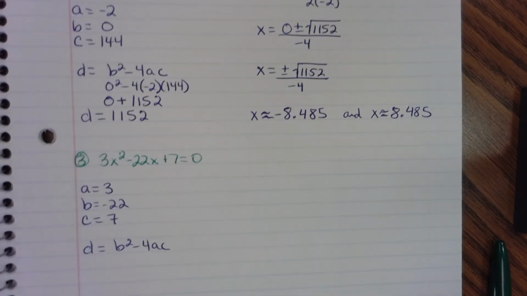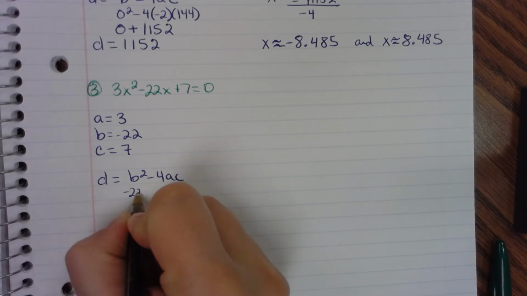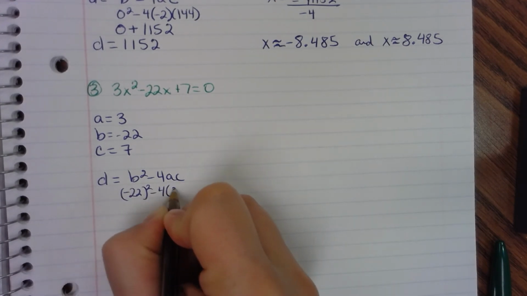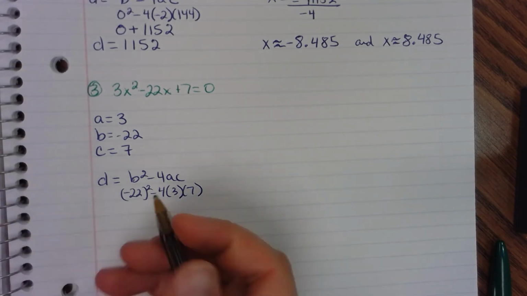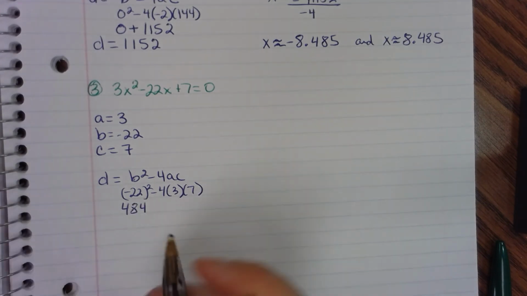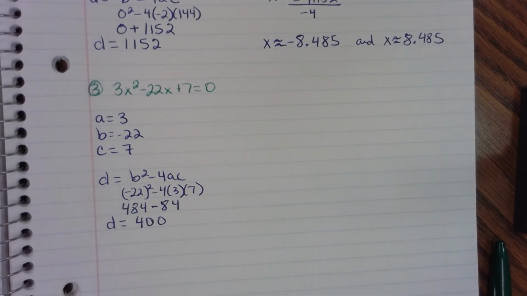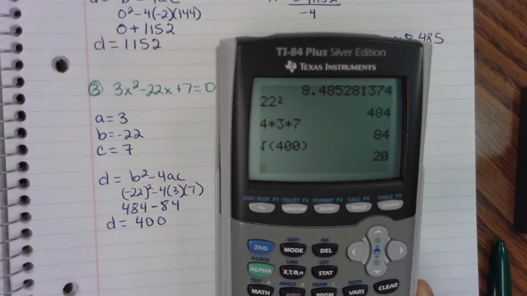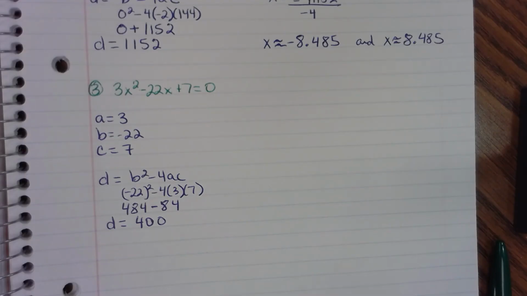B squared minus 4ac. And so we have negative 22 squared minus 4 times 3 times 7. So negative 22 squared is 484. 4 times 3 times 7 is 84, which leaves us with 400. And 400 is actually a perfect square. The square root of 400 is in fact 20, and so we know that we have 2 real rational roots, so they're going to give us some solid answers here.